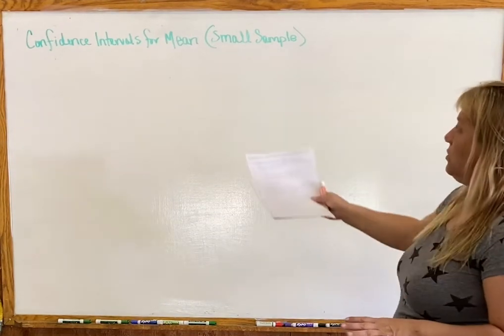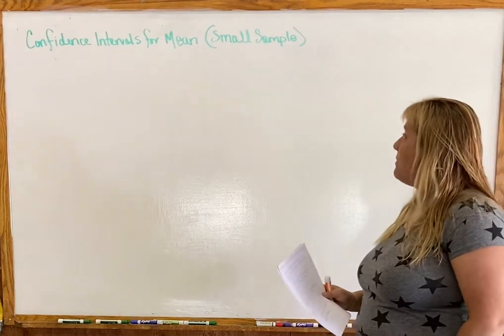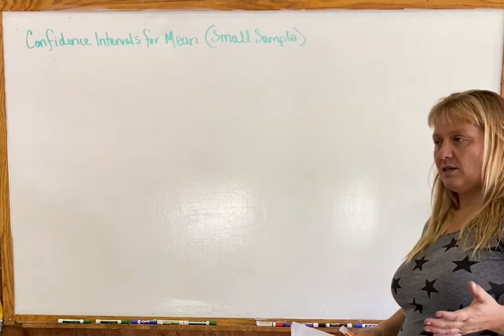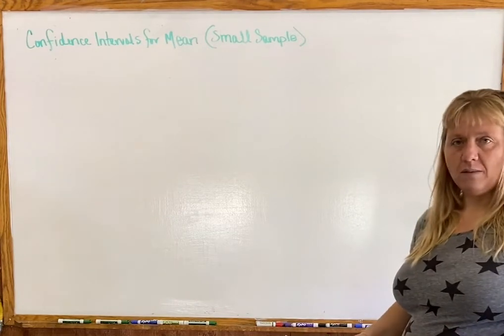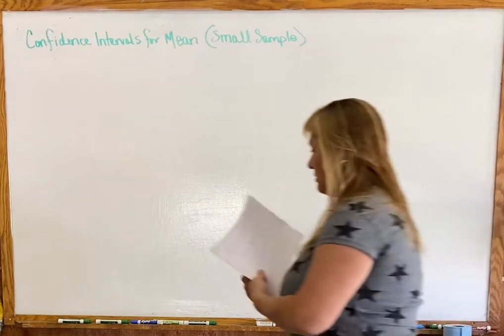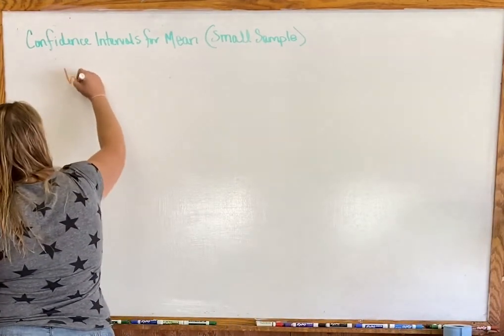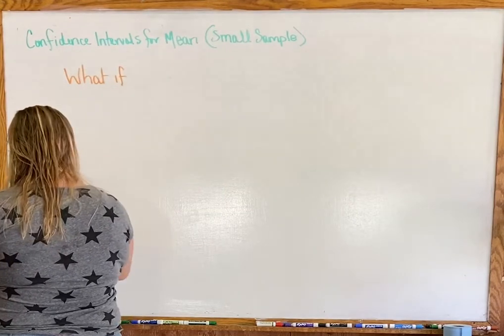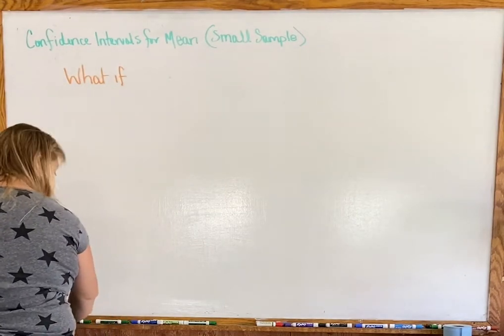So now though, we're gonna do confidence intervals for the mean with a small sample. So the question is, what if you go to do a problem and your data isn't normal, but you don't have a large enough sample? So we say what if, I don't think that pen is bright enough, hold on, we're gonna have rainbow day today apparently.